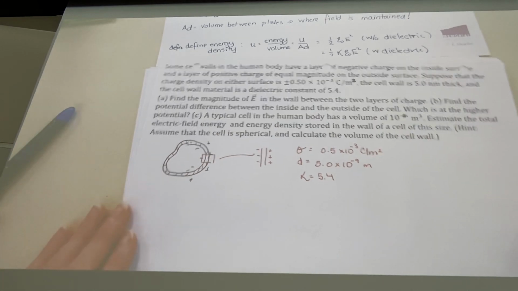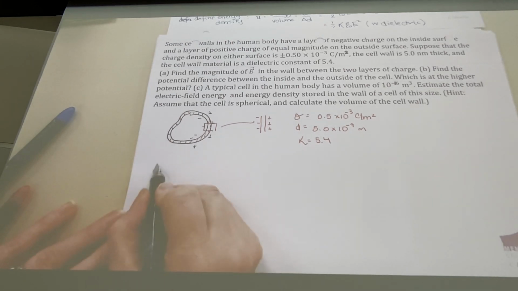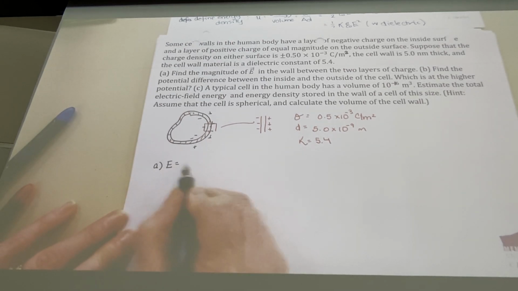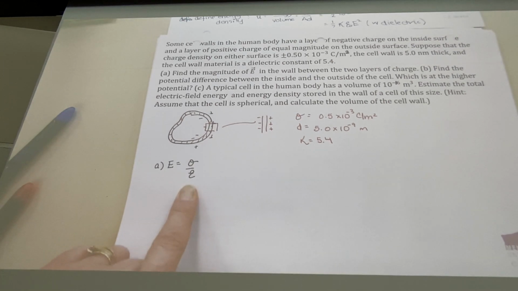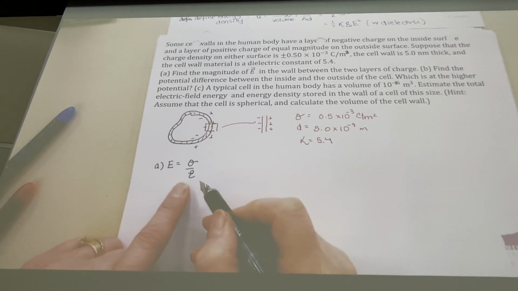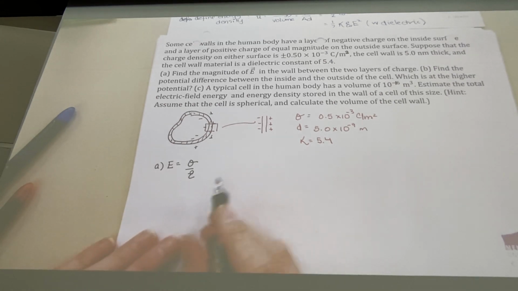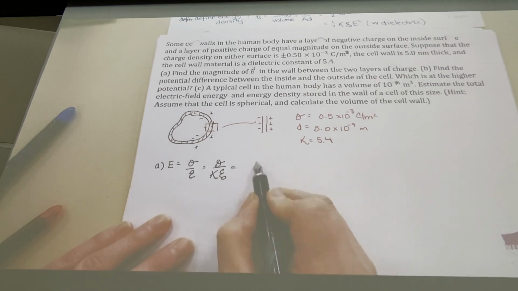First thing we want is the electric field. So our electric field is sigma over epsilon. When we did our section where we found electric field between capacitor plates, we said sigma over epsilon naught. That was when we had air between the plates. We no longer have air. We have our dielectric. We have whatever biological material is in there. So that's why it's divided by kappa times epsilon naught, because there's stuff in there. So sigma over kappa times epsilon naught.